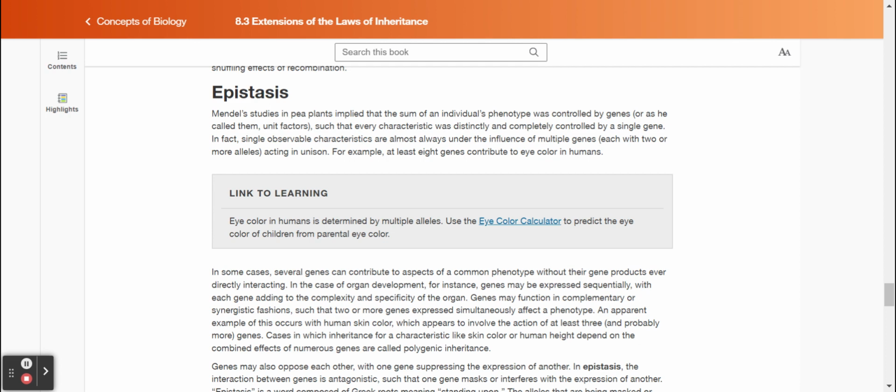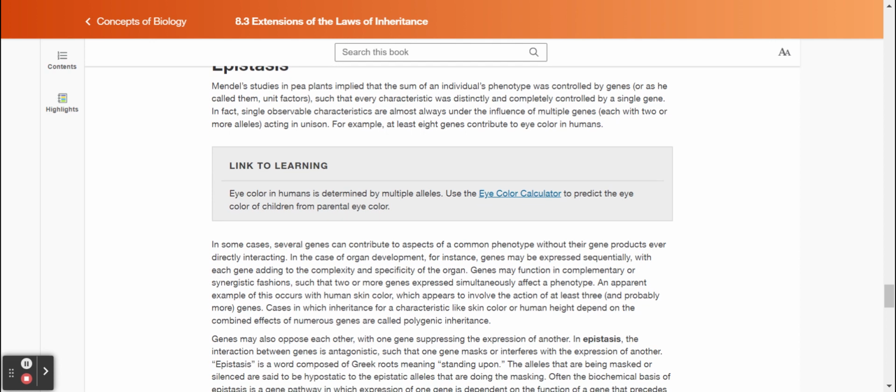Epistasis. Mendel's studies in pea plants implied that the sum of an individual's phenotype was controlled by genes, or as he called them, unit factors, such that every characteristic was distinctly and completely controlled by a single gene. In fact, single observable characteristics are almost always under the influence of multiple genes, each with 2 or more alleles acting in unison. For example, at least 8 genes contribute to human eye color.